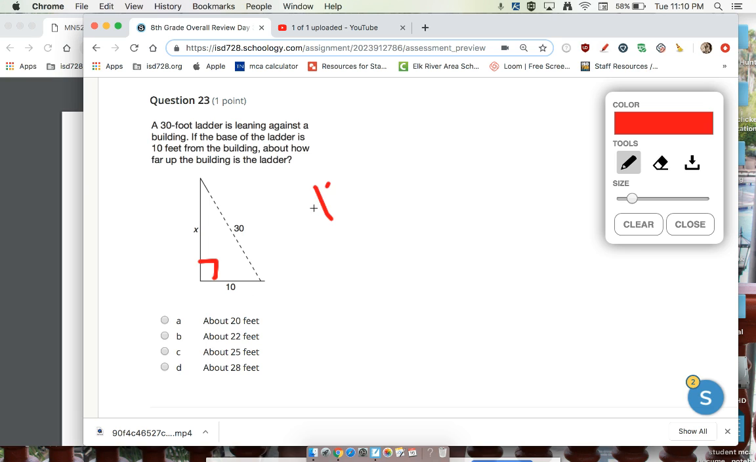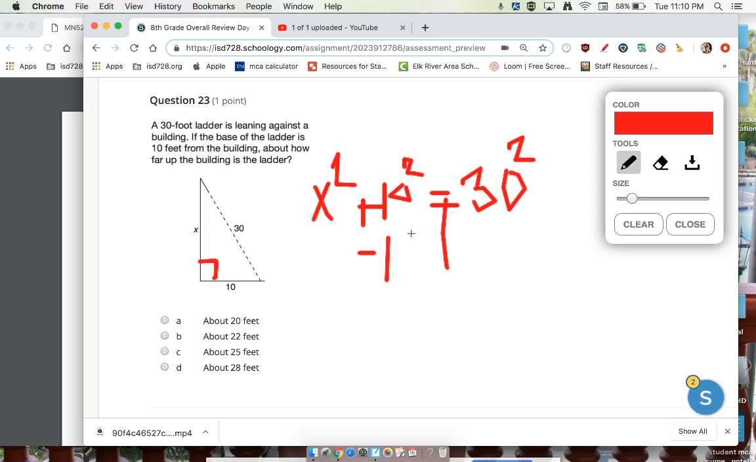So you could just go x squared plus 10 squared equals 30 squared. Oh gosh, this is so hard to write with my trackpad. 30, I wish I could write pretty, squared. So now what we have to do is get x squared alone. So I'm going to go ahead and take away 10 squared from both sides. So take away 10 squared.